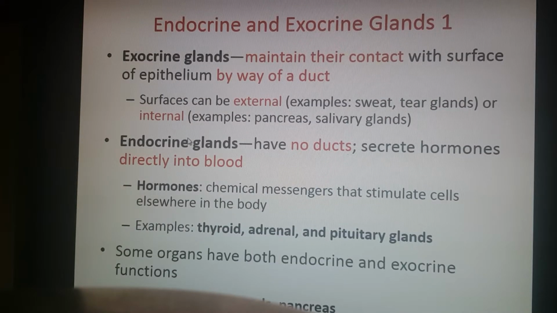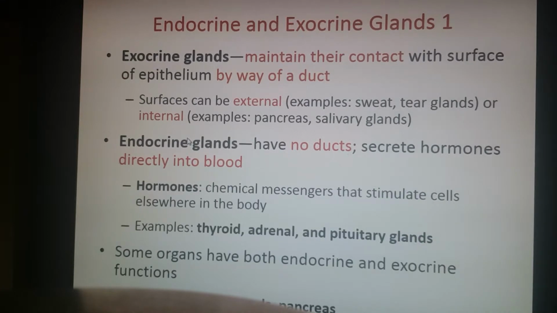So in a lot of your tissues, you have glands to create a particular product. There's two major types of glands. You have your exocrine glands that will create a product that is moved to the external or outside surface of a tissue, so exo like exit. In order to move their product to the surface, it does so by way of a duct. So your surfaces can be external, such as sweat and tears, or they can be internal. So for example, the pancreas or salivary glands dumping their product into a duct to get to a more internal surface like your small intestines or into the mouth.